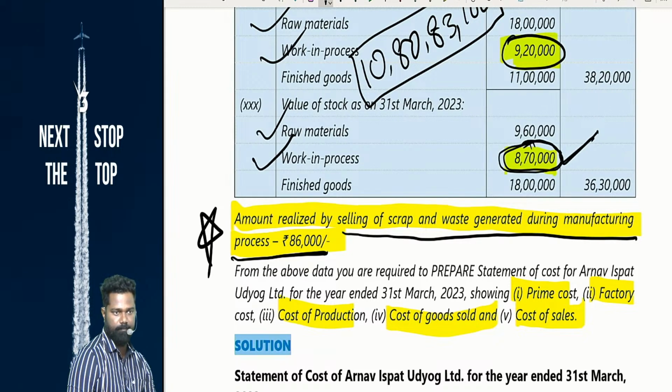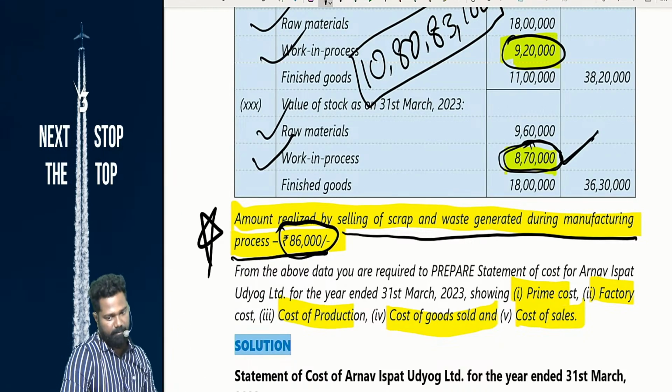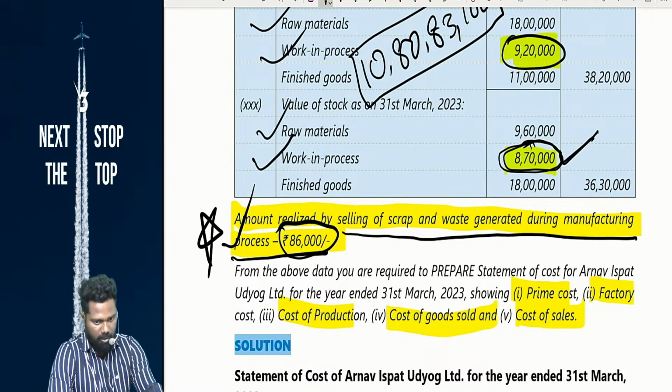Louder. After administration overhead relating to production, take less: sale of scrap. How much is the amount? You can take it straight away outside also. If you want, you can take it outside or write it in the inner column. It's up to you. Okay, tell me. So this item is also done.